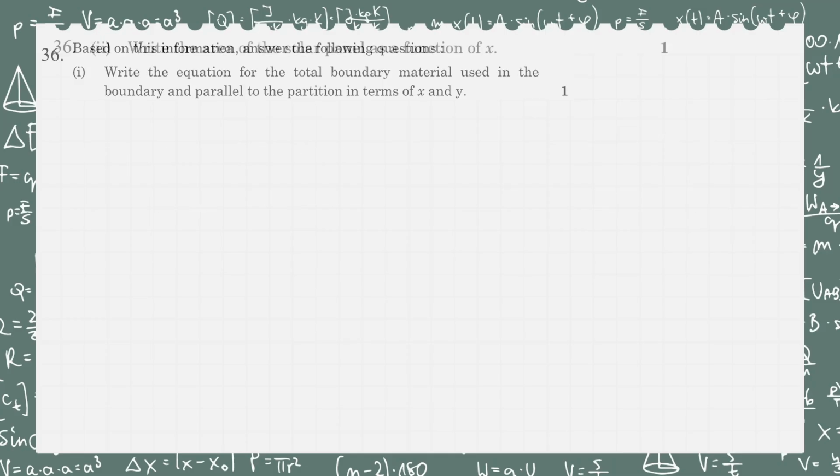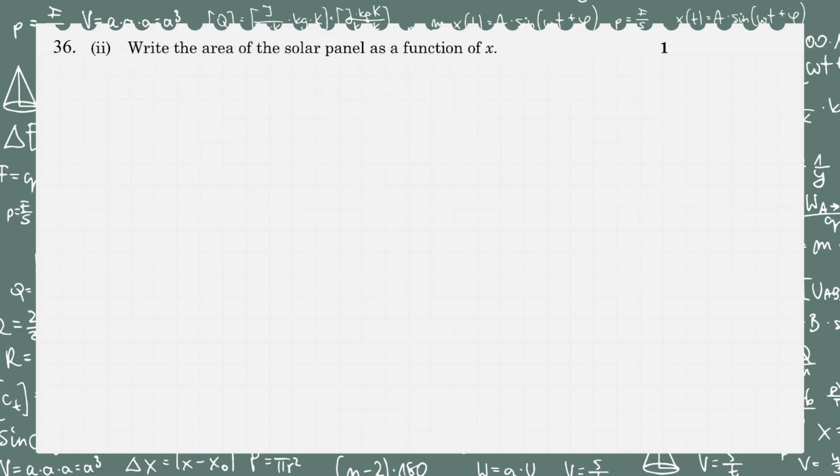Now let us solve the next sum. Write the area of the solar panel as a function of x. You know that this is one rectangle, right? The area of the panel means the top surface's area, length into breadth. So the area is x times y. But from the previously written equation, we have 2x plus 3y equals 300. From there, we have to convert the y value in terms of x, because they are asking for the area just as a function of x.